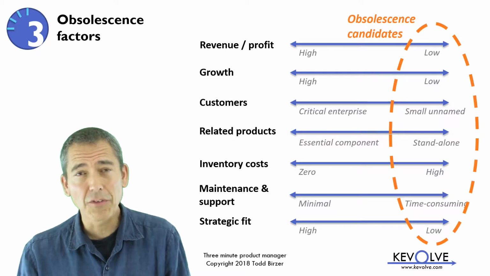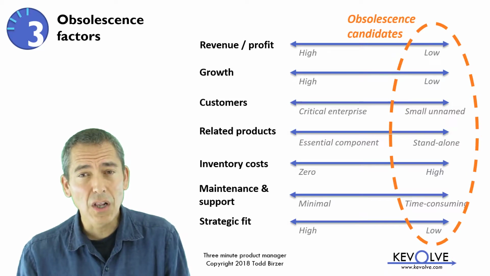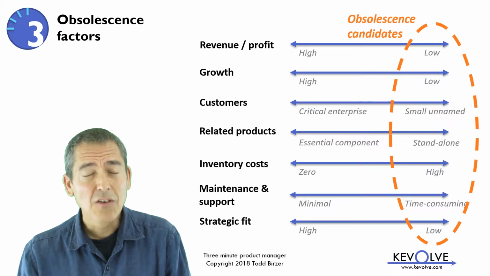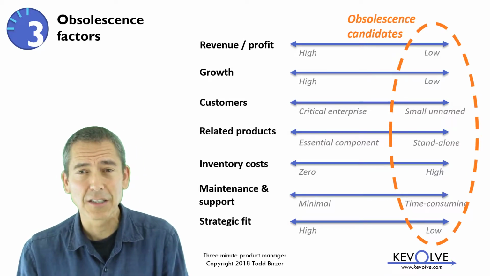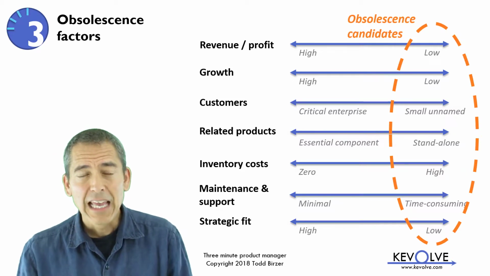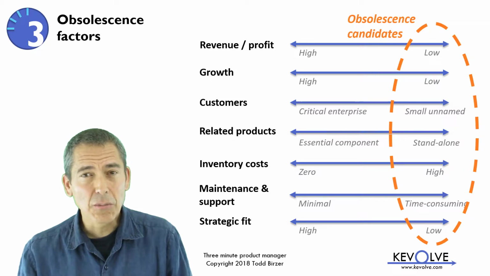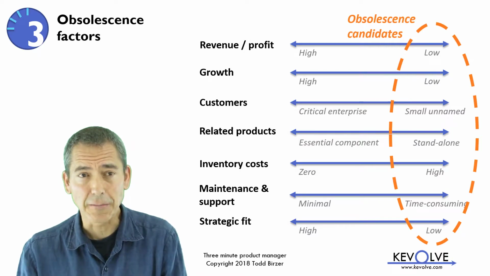So let's think about this. Revenue and profit, if you've got low revenue profit, it's a candidate. Growth, if you got low or negative growth. Customers, if they're small and unnamed customers, versus critical enterprise customers. So sometimes with those critical enterprise customers, if you obsolete a product, you can create issues between your companies. Related products, a standalone product is easier to obsolete than a product that might be an essential component of a bigger system that your company is selling.